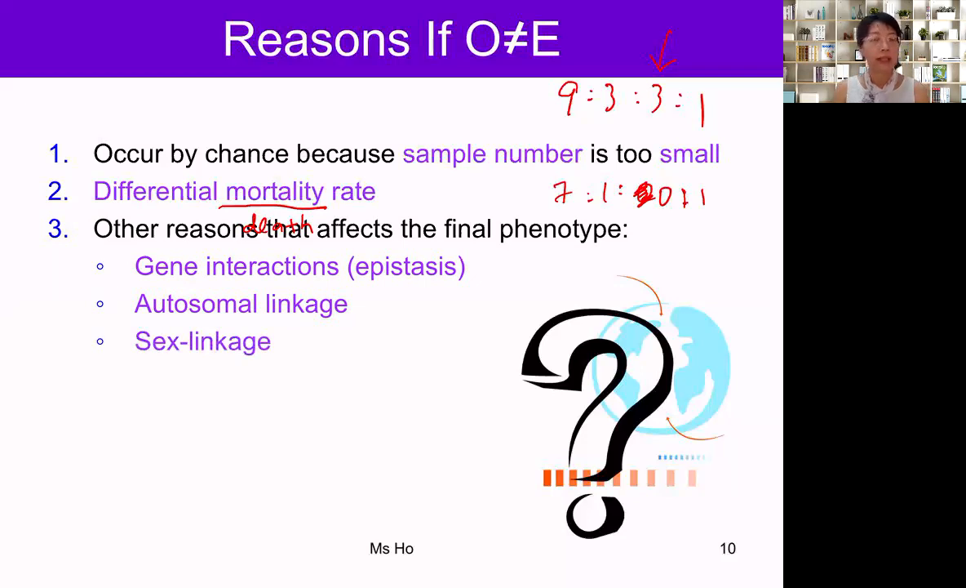Sex linkage. If it's sex linked, when you do the genetic diagram, you have to include the X chromosome and the Y chromosome. If not included, of course the ratio is different. Crossing over. Sometimes when we do a genetic diagram, we never consider crossing over. Crossing over may occur for autosomal linkage, which will give rise to recombinant classes.